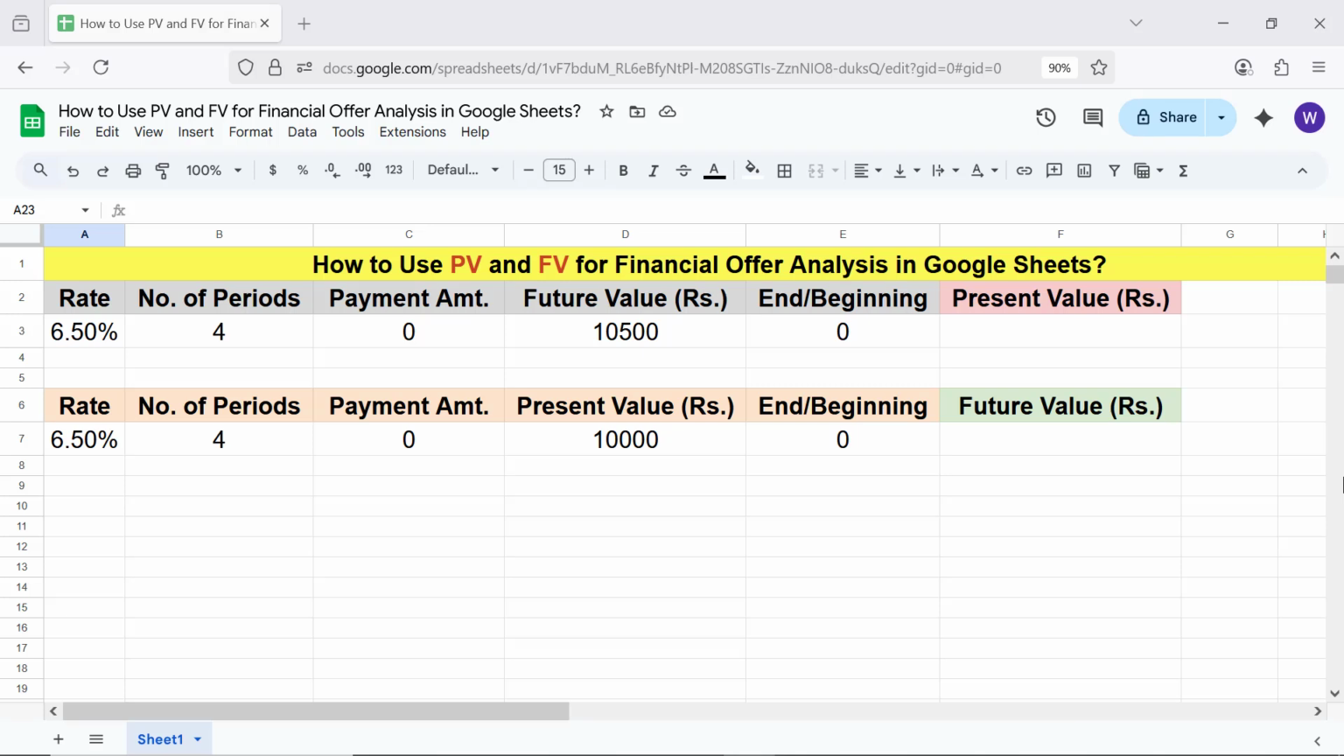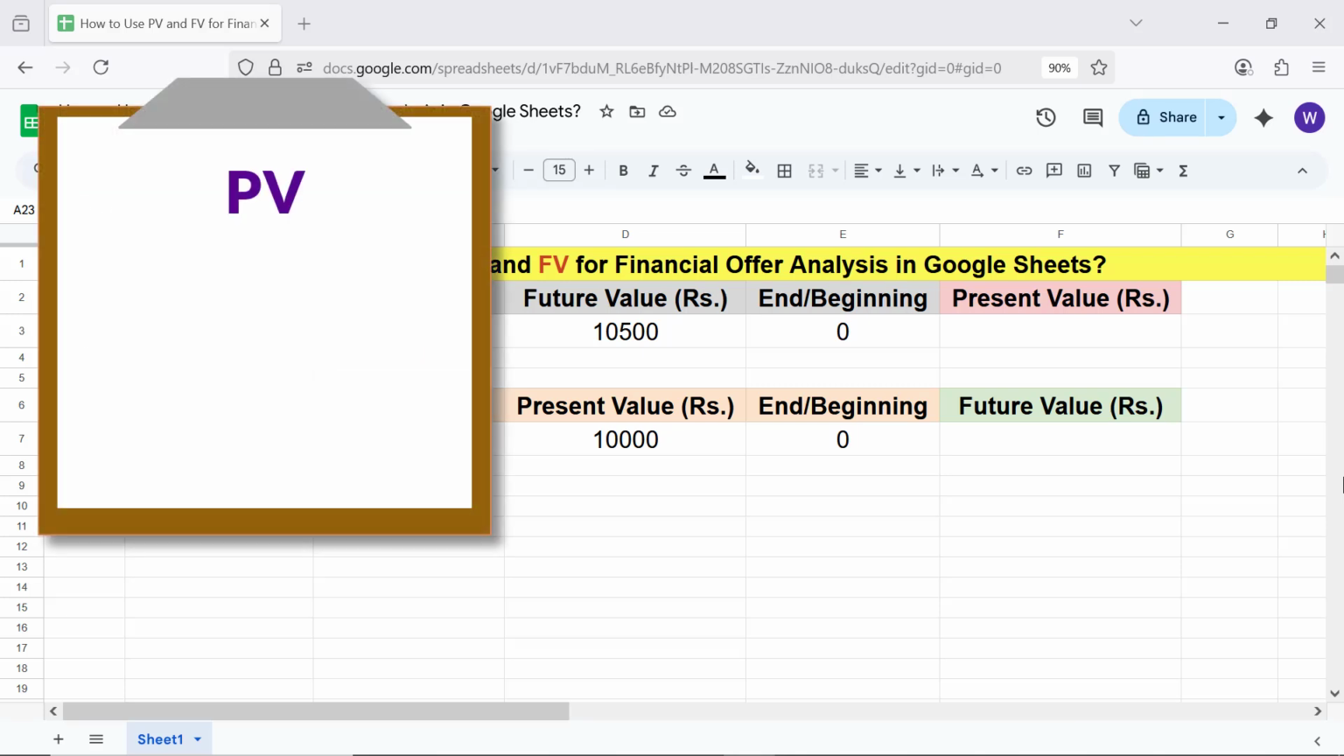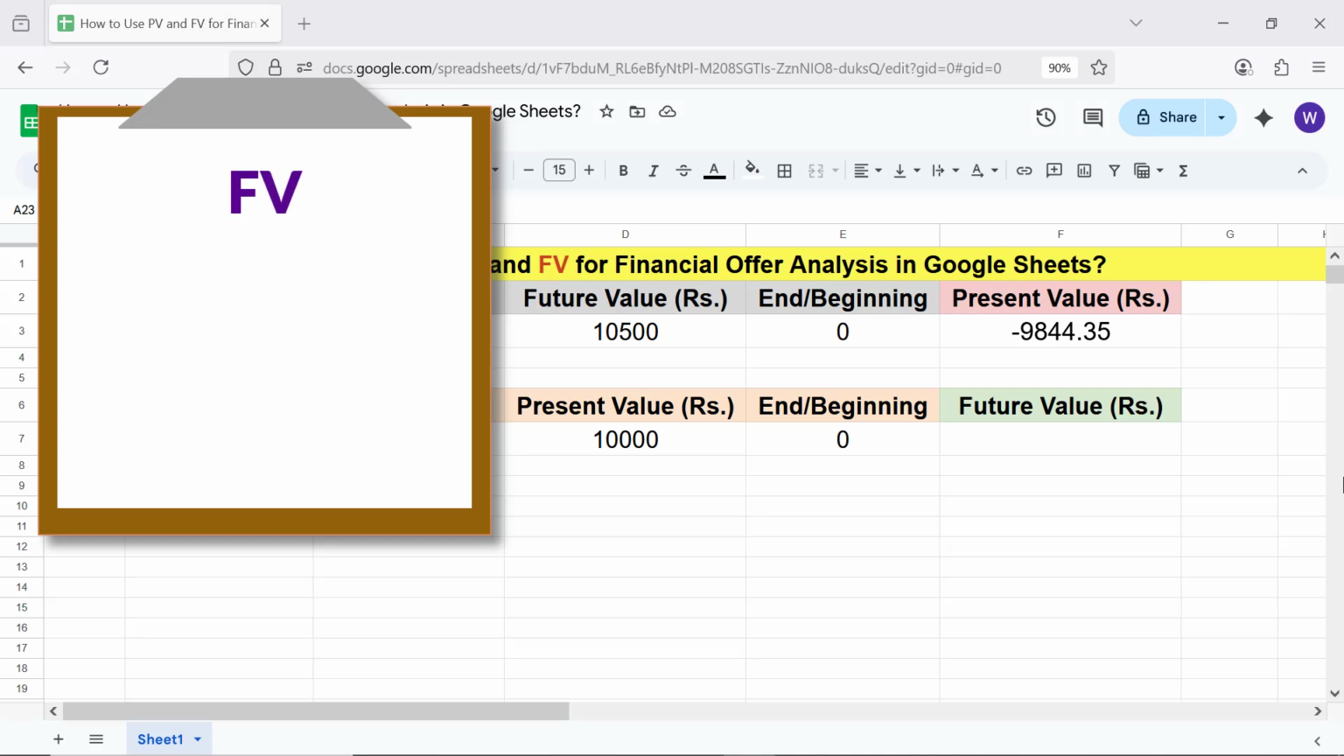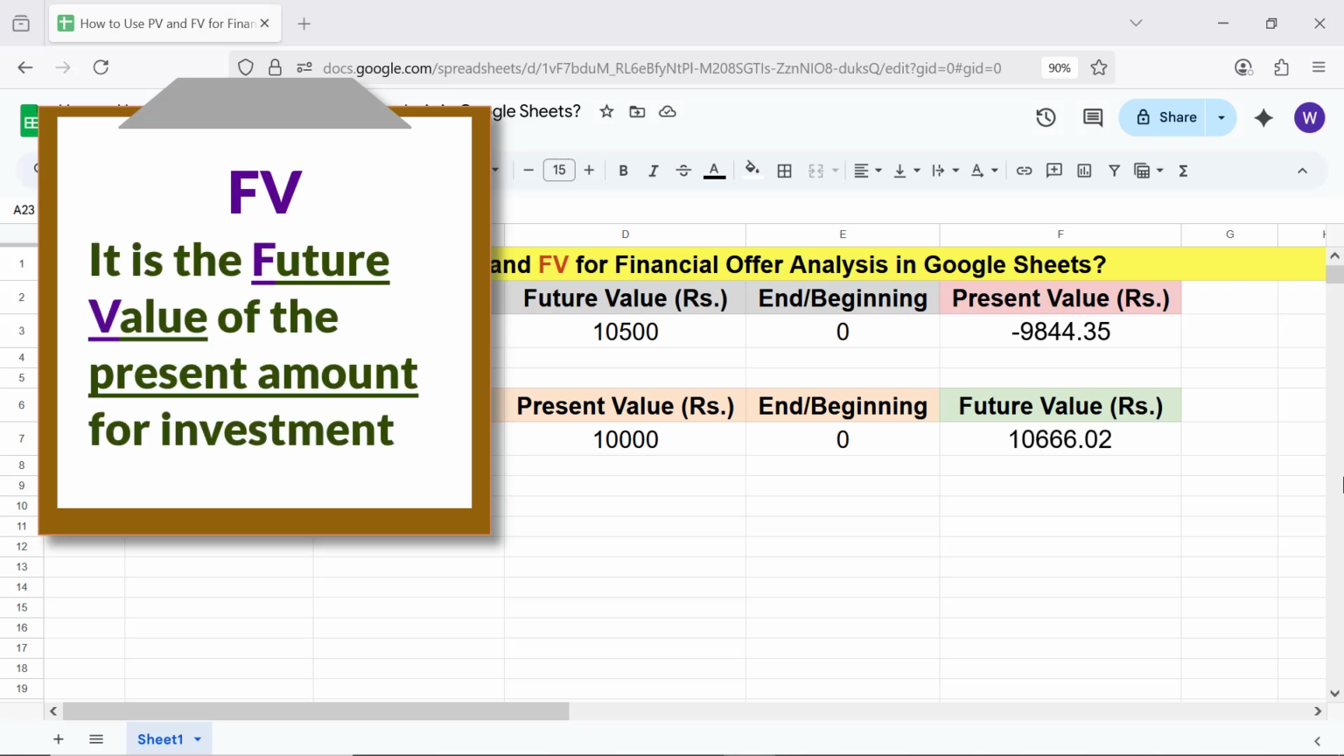Okay, here is a quick intro to the PV and FV functions. PV stands for present value. It is the present value of a future return on an investment. FV stands for future value. It is the future value of the present amount for investment.